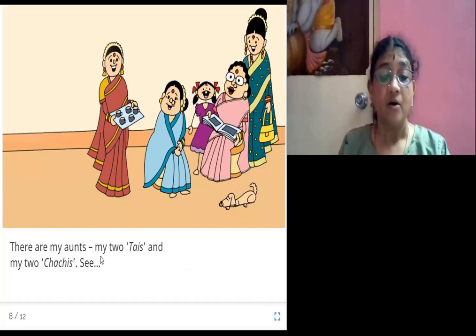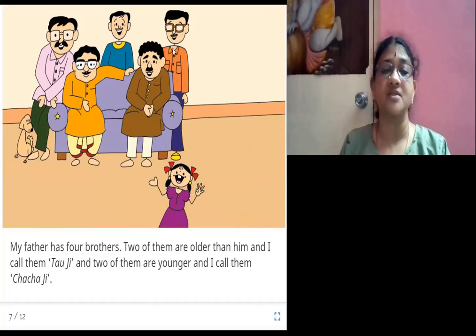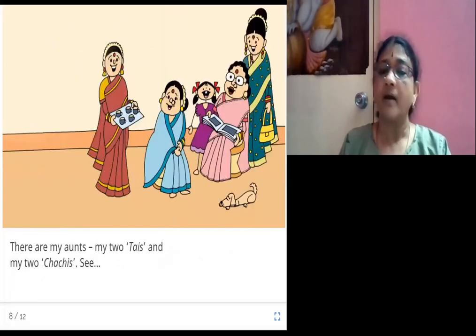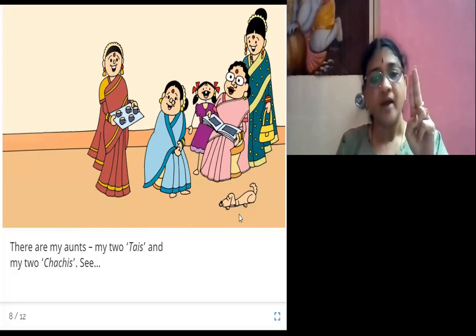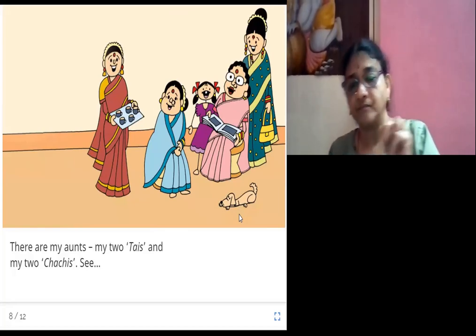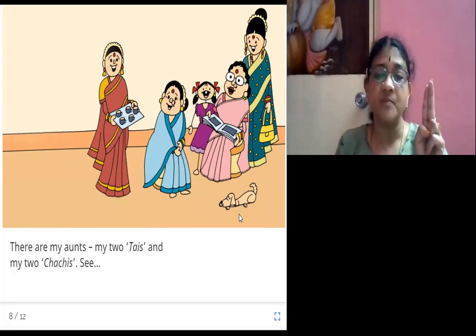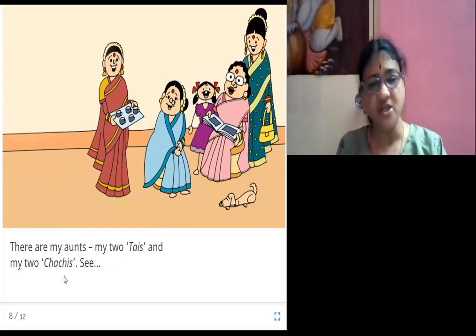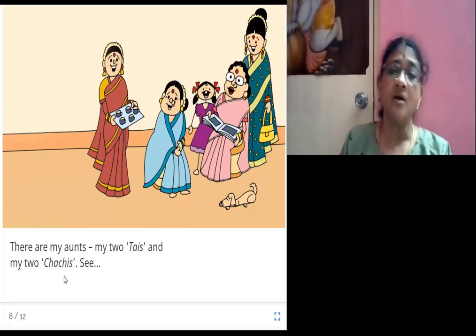There are my aunts, my two Thais, and my two Chachis. See? So, these are her aunts. We all saw these four brothers, correct? So, these four ladies are wives of these four brothers. Again, two of them are elder and two of them are younger. So, the elder aunts she calls Thais, and the younger aunties she calls Chachis. But in common, they are called aunts.